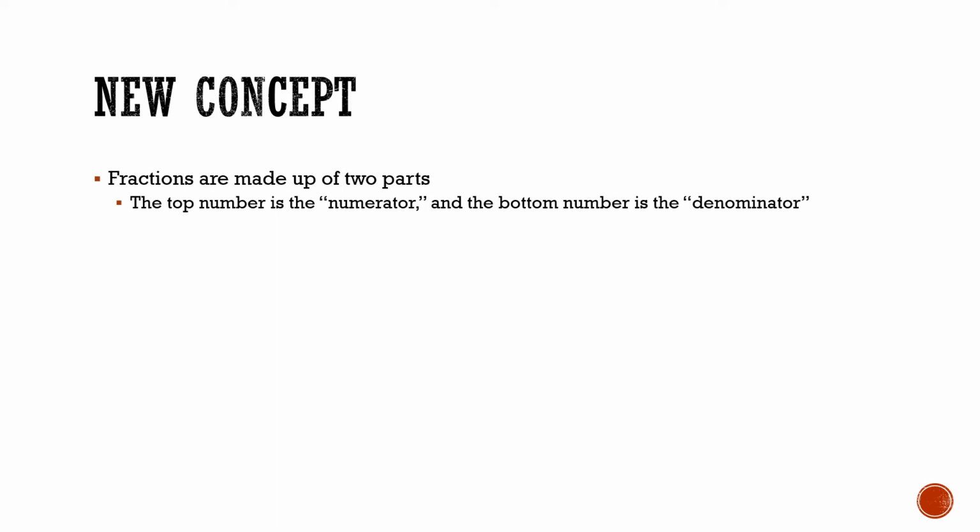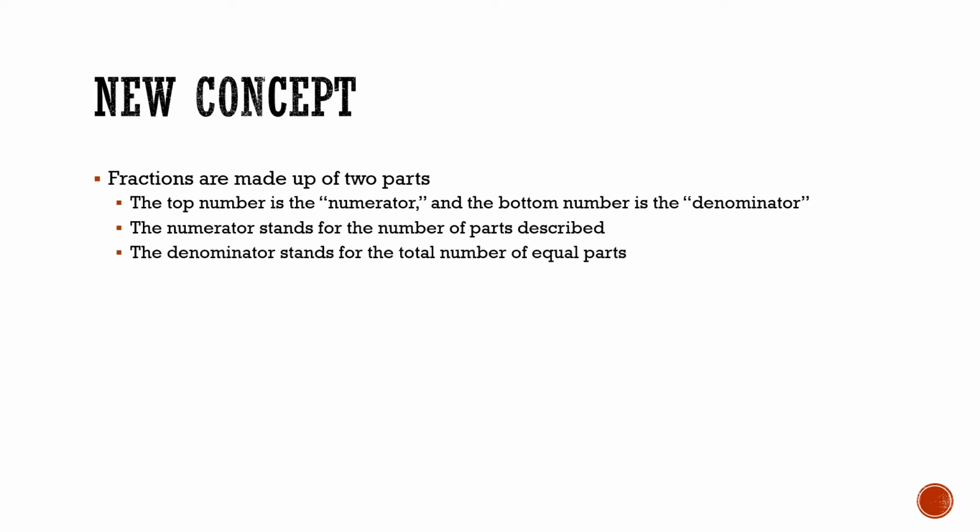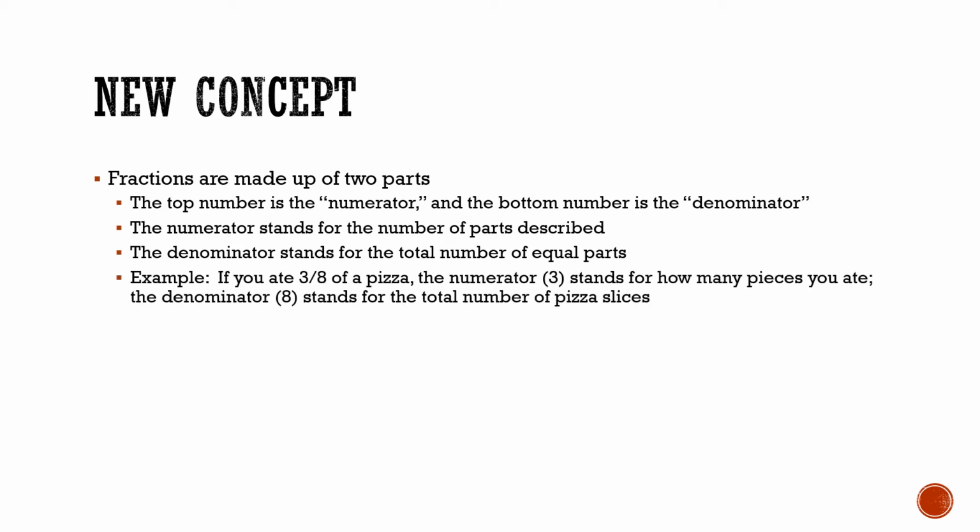Now we'll get to your new concept. Remember that fractions are made up of two parts. I know we've been working with fractions for a while now. Those two parts are the numerator on top and the denominator on the bottom. The numerator stands for the number of parts described, and the denominator stands for the total number of equal parts. So for example, if you ate 3/8 of a pizza, the numerator 3 stands for how many pieces you ate. The denominator 8 stands for the total number of pizza slices.